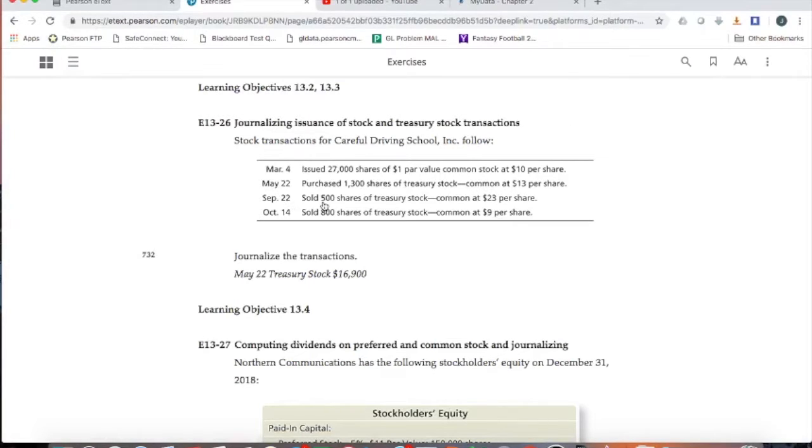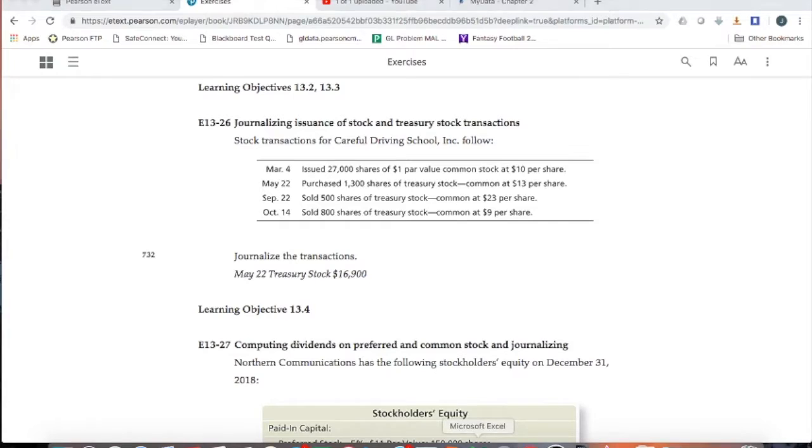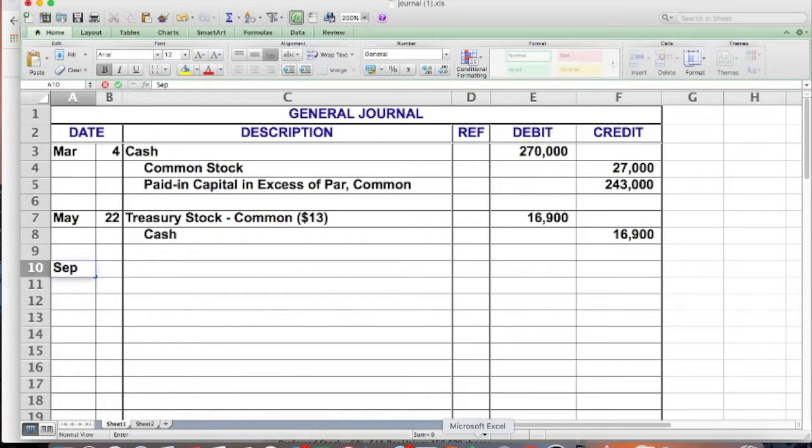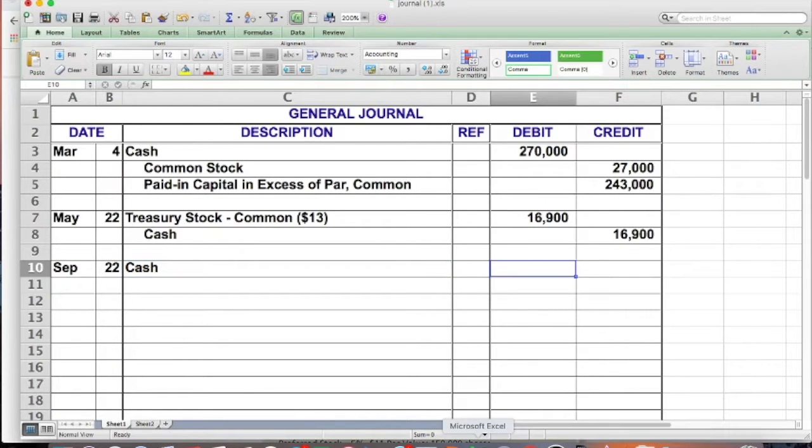September 22nd says that we sold 500 shares of treasury stock at $23 per share. All right, so I know I'm going to have to debit cash. So cash, one more time. We sold 500 for $23. So my debit to cash, 500 times $23 per share, tells me I got $11,500 in cash.